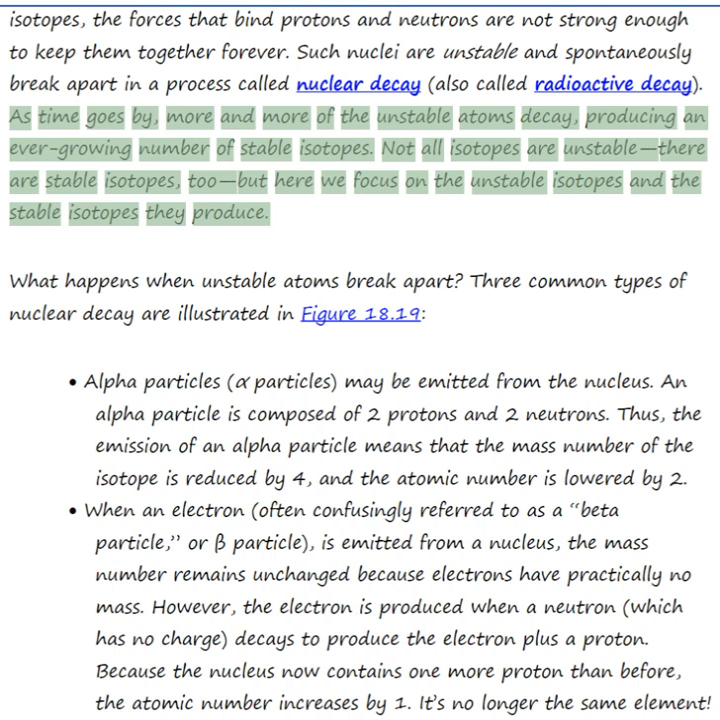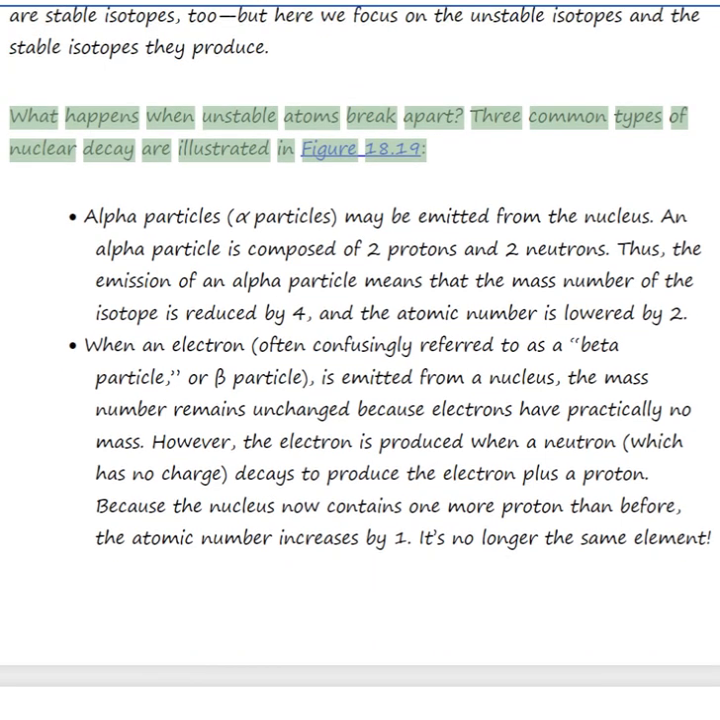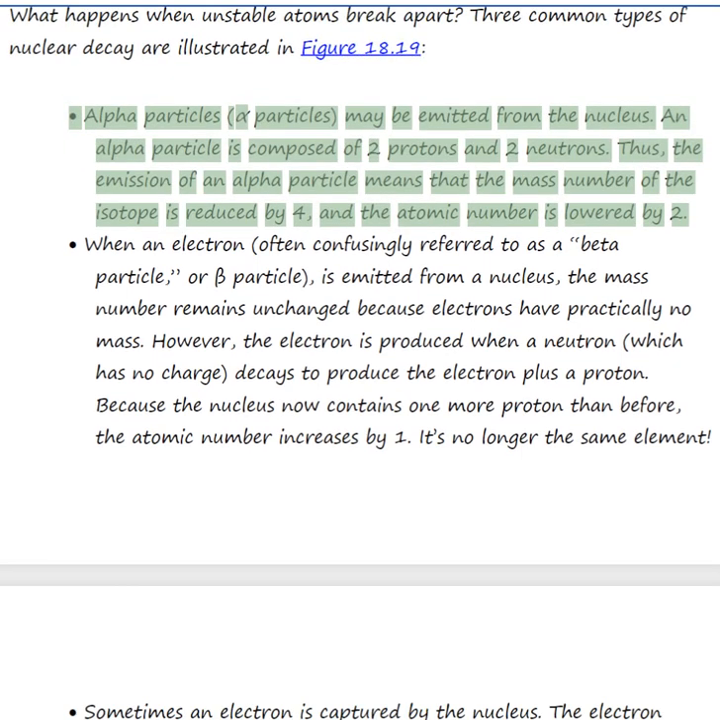Not all isotopes are unstable, there are stable isotopes, too, but here we focus on the unstable isotopes and the stable isotopes they produce. What happens when unstable atoms break apart? 3 common types of nuclear decay are illustrated in Figure 18.19. Alpha particles may be emitted from the nucleus. An alpha particle is composed of 2 protons and 2 neutrons. Thus, the emission of an alpha particle means that the mass number of the isotope is reduced by 4, and the atomic number is lowered by 2.